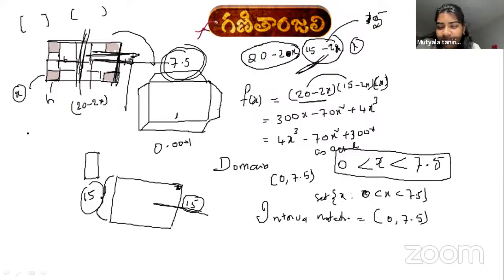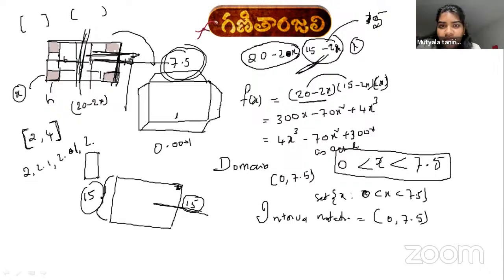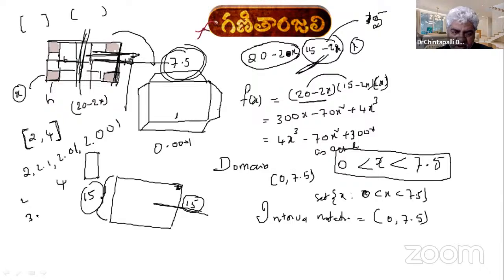If you write two numbers between these two types of intervals, say any two numbers, 2 and 4. That means this set contains all the numbers including 2 and 4. That means 2 is there, 2.1 is there, 2.01 is there, 2.001 is there, and everything. And 4 is also there. 3.9 is there, 3.99 is there. Like that, all the numbers are in this interval.